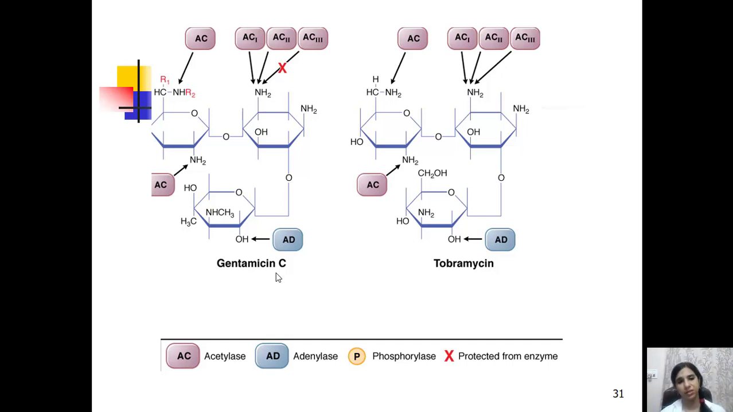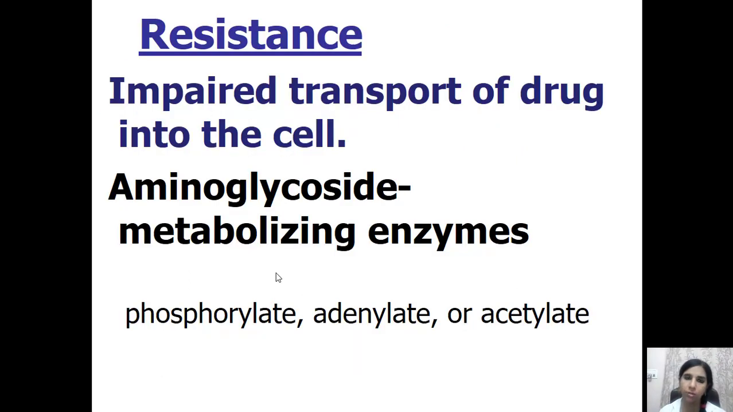Students, we told you that resistance is acquired and plasmid mediated, and formation of these enzymes by the resistant bacteria confers resistance to aminoglycosides. So you can see here that the resistance is because of either impaired transport of the drug into the cell, or, more important, the presence of aminoglycoside metabolizing, acetylating, phosphorylating, or inactivating enzymes.